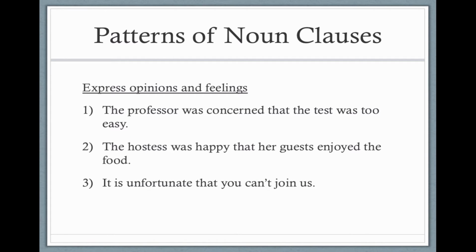Another example that is pretty common in research papers is using it is phrases plus an adjective. So it is unfortunate, it is my subject, is my verb, unfortunate is my adjective. What is it unfortunate? That you can't join us.